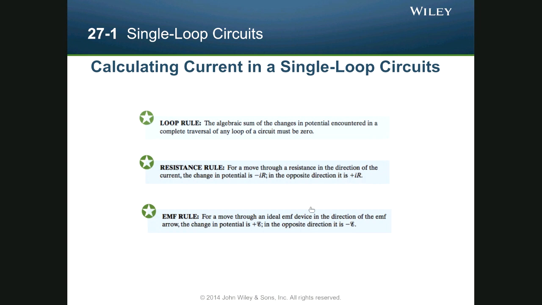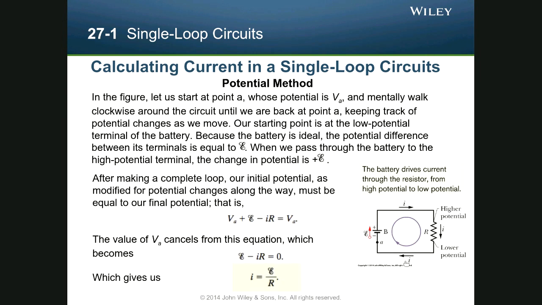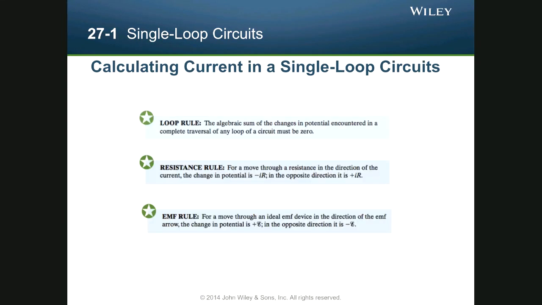And then let's see what our last one is. For a move through an ideal EMF, in the direction of the EMF, the change in potential is positive, and in the opposite direction, it's negative. We'll go back and look at that one too. So again, when I'm going through here, I'm in the direction of the EMF. That's a positive change. If I were to come the opposite way and go against the direction of the EMF, that would be a negative contribution for the EMF, for squiggle. All right, which is exactly what it says here.